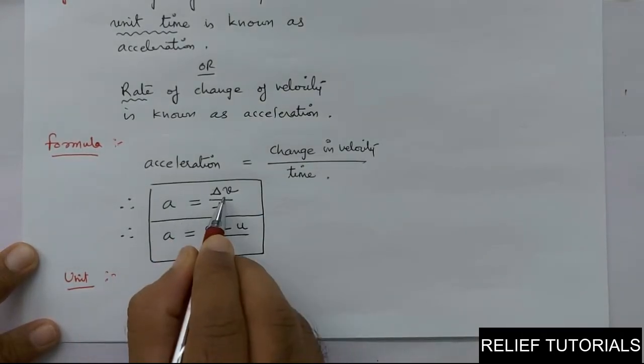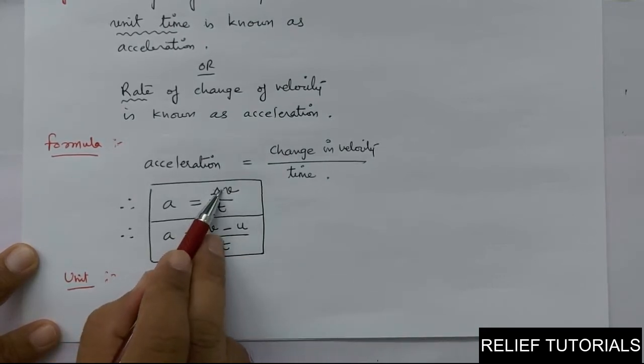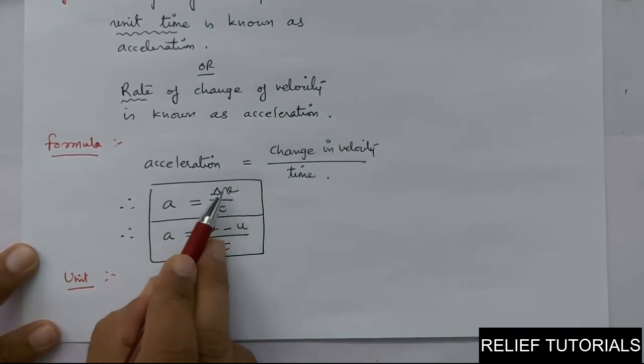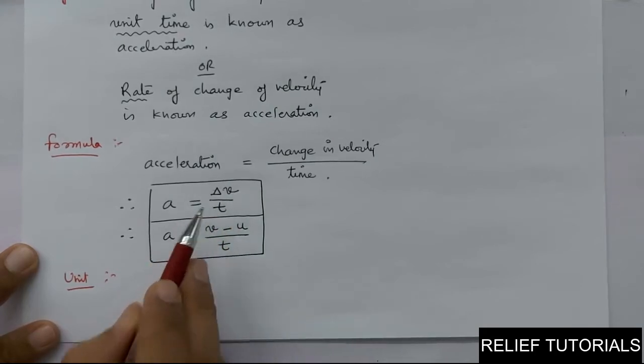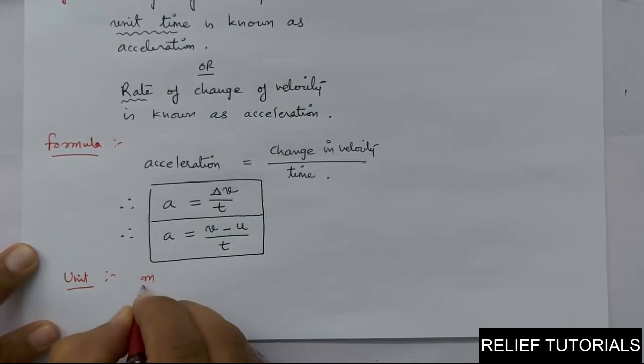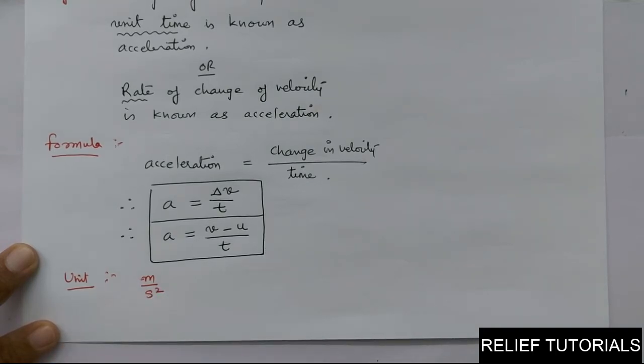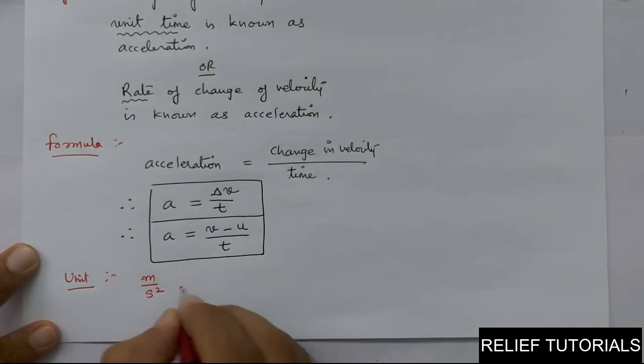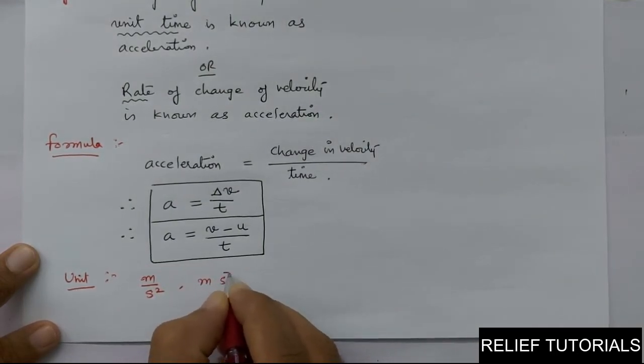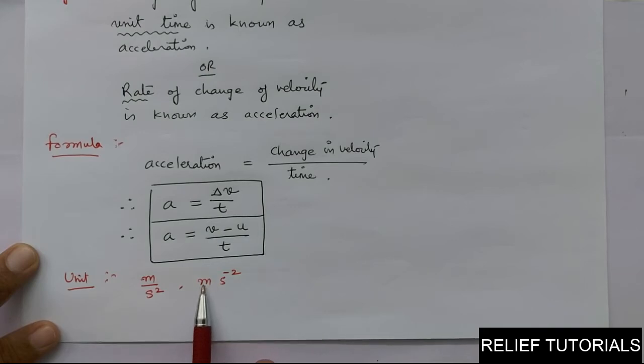See the formula, what is in the numerator? Delta V, meaning change in velocity. Velocity is measured in meter per second normally, and upon second. So meter per second in the numerator, upon second. Meter per second upon second will give you what? Meter per second square. So the unit of acceleration is meter per second square. It can also be represented as meter second raised to minus 2, and there must be some gap between the meter and second when you represent it this way.